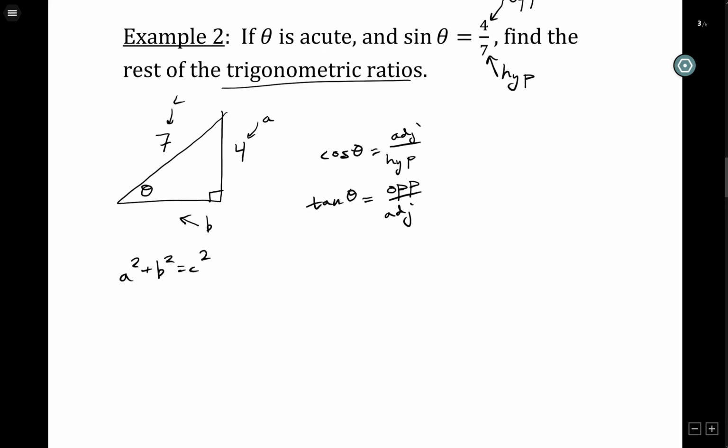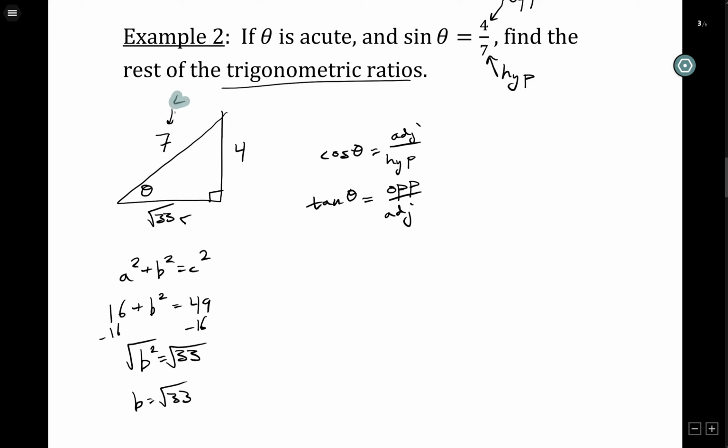So a squared, 4 squared is 16. I don't know b squared, that's what I'm solving for. C squared, let's see, 7 squared is 49. Let's subtract 16 from both sides. So b squared equals, is that 33? And then I need to take the square root here. So b, it looks like, is square root of 33. And let's write that on our right triangle, because remember, when I do the other ratios, I'm going to need to know the adjacent side.